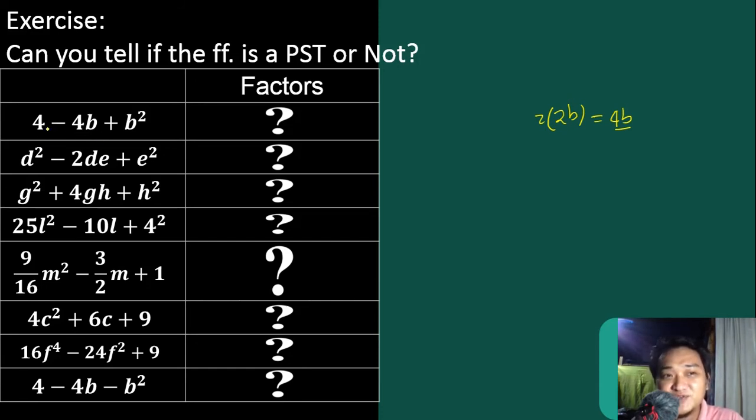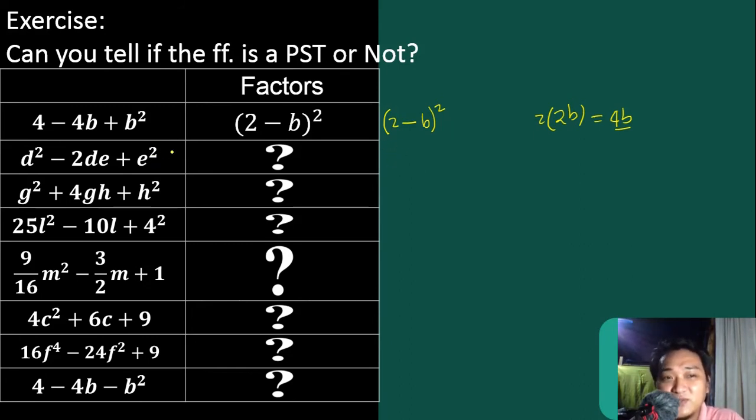Therefore, the expression 4 minus 4b plus b squared is a perfect square trinomial. So what will be the factor? The factor will be simply the square root of the first term, 2, minus, kasi minus yung middle term, the square root of the last term, which is b, or the quantity 2 minus b squared. That is also the same as the quantity 2 minus b times the quantity 2 minus b, mga langga. Ganun na. Okay. So, tingnan natin kung tama tayo. Tama yung factor natin. Ayun, so tama tayo. Okay, next.